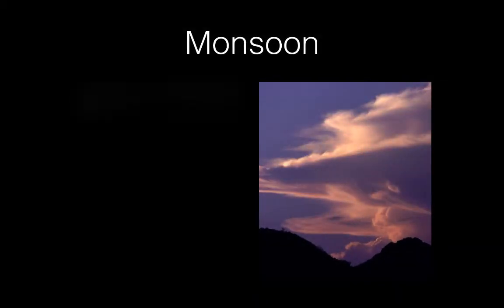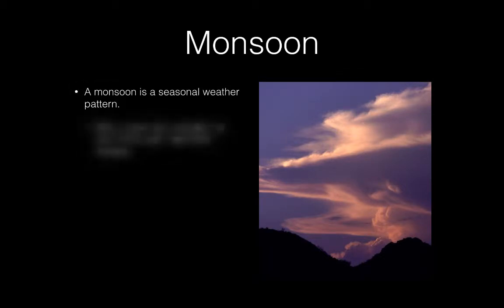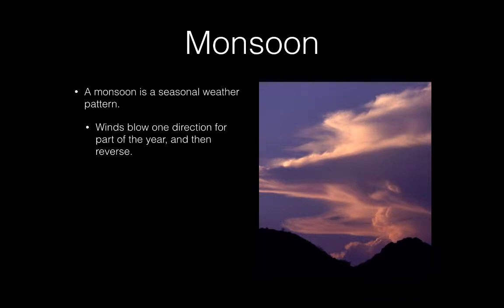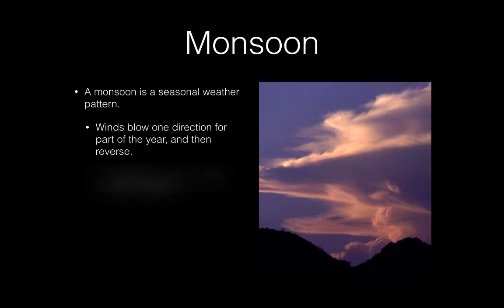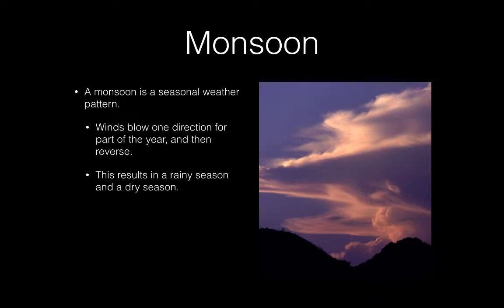Monsoon. A monsoon is a seasonal weather pattern. Winds blow one direction for part of the year and then reverse. This results in a rainy season and a dry season.